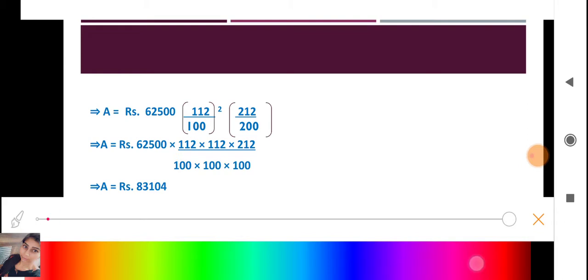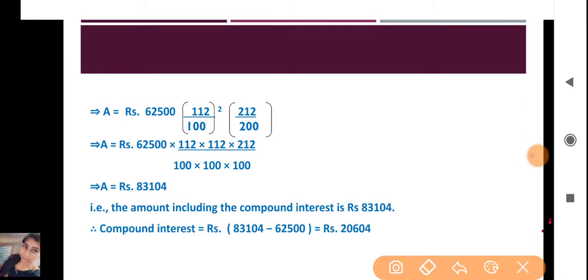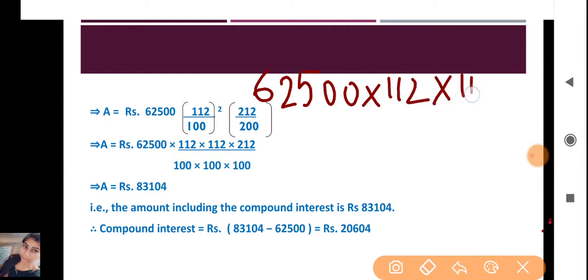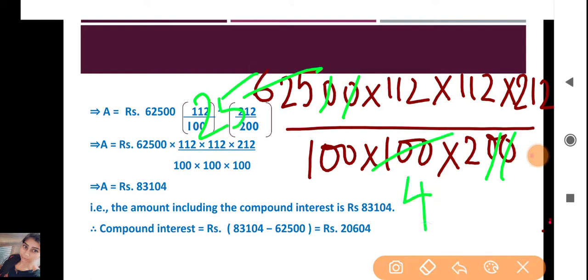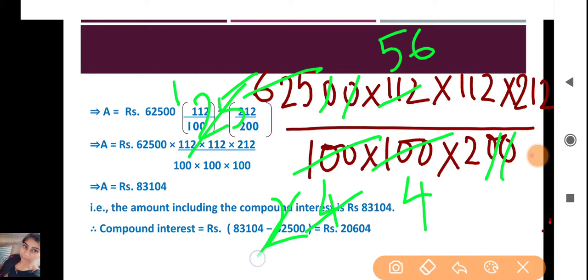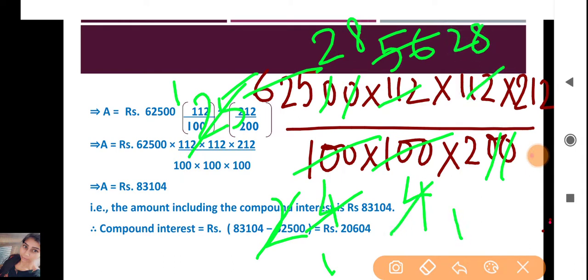So this is 62500 multiplied with 112, multiplied with 112, and multiplied with 212, and the denominator is 100 into 100 into 200, right? 0 0 cancel, 0 0 cancel. 25 5s are 625, 25 4s are 100. Again 25 1s are 25, 25 4s are 100. Then 2 2s are 4, 2 5s are 10, 2 6s are 12, so I'm getting 28, and this is also 28. So now what we have left is this 28, this 28, and this 212.